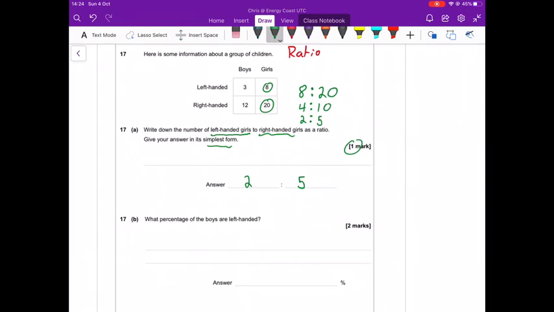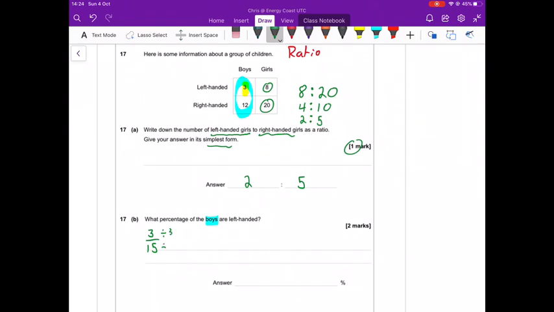What percentage of the boys are left-handed? This is going to be a bit trickier, okay? I have 3 boys that are left-handed. I'll do it in yellow. 3 boys that are left-handed. So that's going to be the top of my fraction, which is how I'm going to start doing this question, okay? And remember, the bottom is the total. So how many boys are there? What percentage of the boys? So that's going to be the bottom, okay? And I'll do 15.